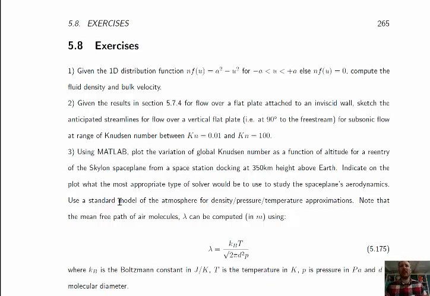N, remember when it appears in this context, represents the number density of molecules. So we've got this function nf of u is equal to a squared minus u squared for u between minus a and plus a. And outside of that region, nf of u is equal to 0. And it says compute the bulk density and the bulk velocity.